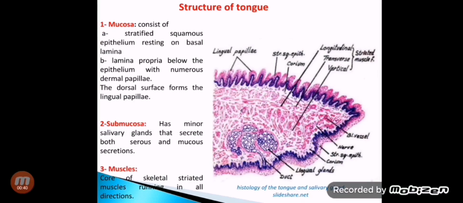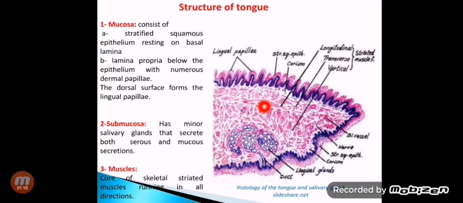Below the mucosa, we can see the submucosa, which has numerous salivary glands named the lingual glands with seromucous secretion. The main component in the structure of the tongue is the skeletal muscle, which runs in all directions. Some are longitudinal, others are vertical, and others are transverse. This arrangement of the muscle in all directions gives the tongue a high grade of mobility.